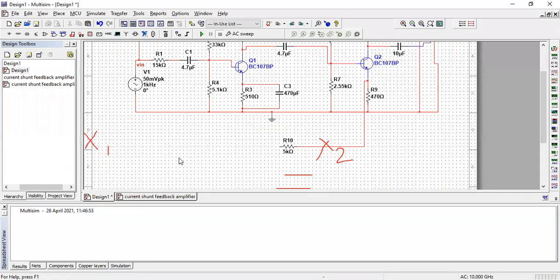Today what we discussed is voltage series and current shunt feedback amplifiers. So what is feedback? Some portion of the output is again connected back to the input is nothing but feedback.